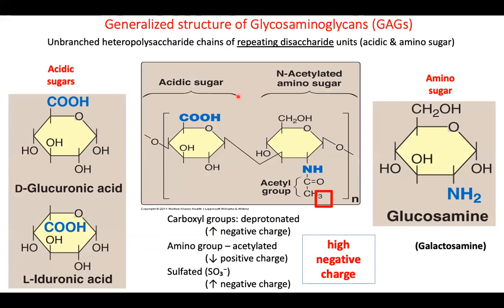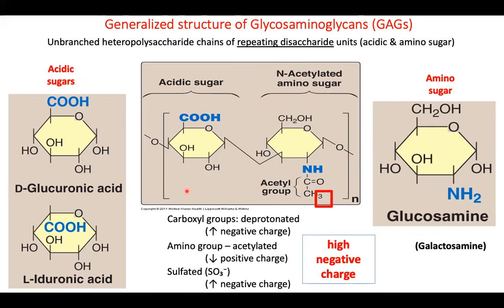Okay, so remember how I told you that glycosaminoglycans are repeating disaccharide units? Let's look at what a disaccharide actually is. Right over here in the middle, I have my disaccharide, which again means two sugars. So I have one sugar on the left and one sugar on the right. What's cool about glycosaminoglycans is that one sugar is going to be what I call my acidic sugar, and the other sugar is going to be an N-acetylated amino sugar. So something like N-acetylated glucosamine, for example, or galactosamine.